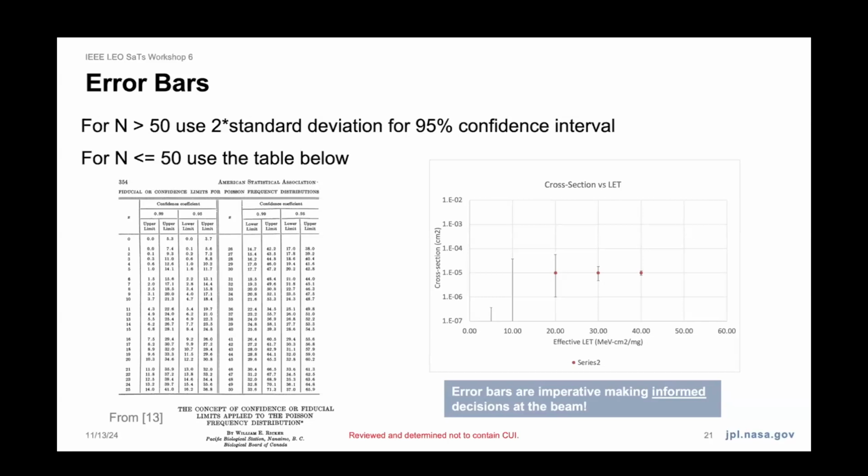And then those 3 cross-section points on the right, that's the difference between 1 event at 1E5, 10 events with 1E6 fluence, and 100 events with 1E7 fluence. Same cross-section point, but different levels of confidence in terms of what that data point means and how you make decisions about changing LET and the quality of your data.